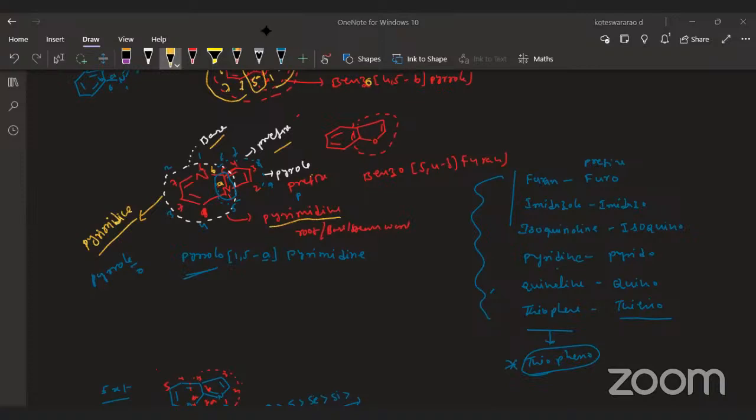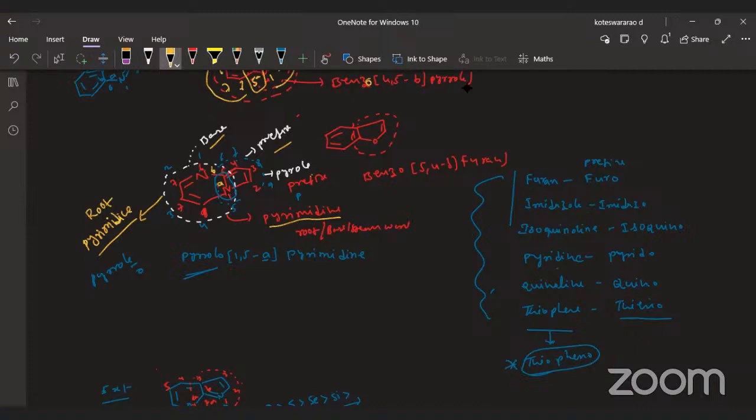Yes, right. This is the pyrimidine, and this is the pyrrole. If only one nitrogen is there, at the first position, then this is a five-membered azole ring, pyrrole. Now, pyrrolo is the prefix, and this is the base or root word.